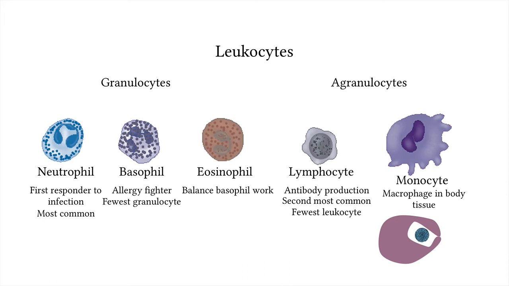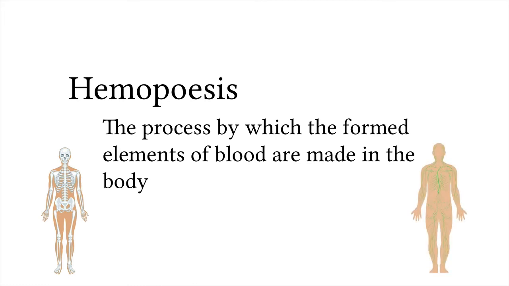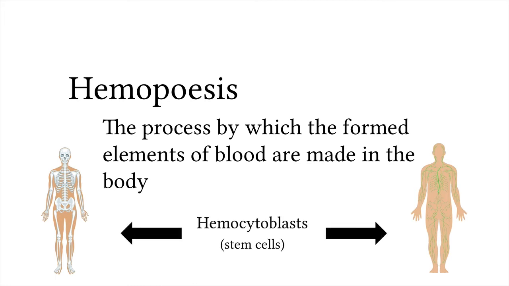Now, the formation of all of these formed elements in the blood is called hemopoiesis. By definition, hemopoiesis is the process by which the formed elements of blood are made in the body. It occurs in the red bone marrow, with the exception of lymphocyte production. During early development, lymphocytes leave the bone marrow and travel to the lymphatic tissue, where they are produced. All blood cells, no matter what type, are formed from one type of cell called hemocytoblasts, or stem cells.